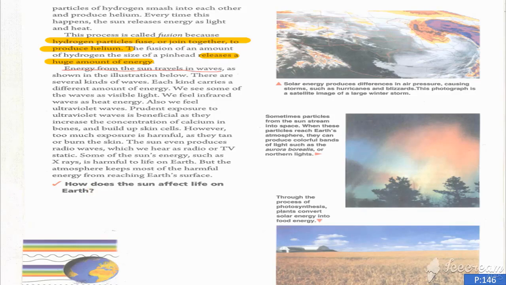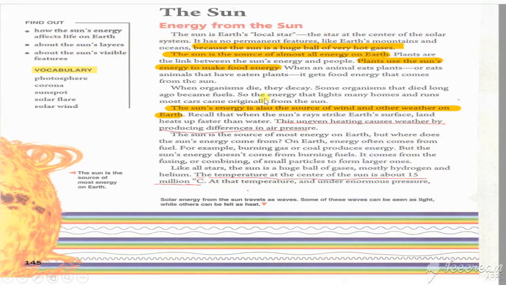Both questions have the same answer, with two points. Number 1: the sun is the source of almost all energy on Earth. Number 2: the sun's energy is also the source of wind and other weather on Earth.